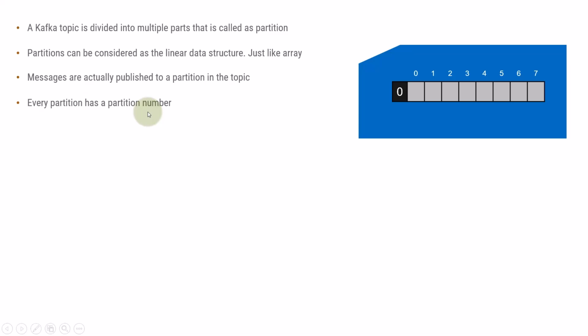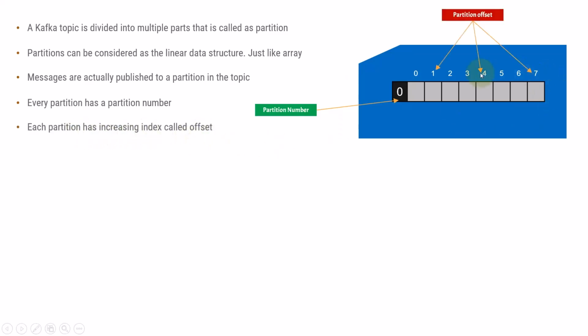Every partition has a partition number. If you create a partition inside a topic of Kafka, then it will have a topic partition number, and this designates the topic partition number. So you can say that 0 is the partition number for this particular partition. Each partition has an increasing index called offset. So if you see here, if this is an array, then what will happen?